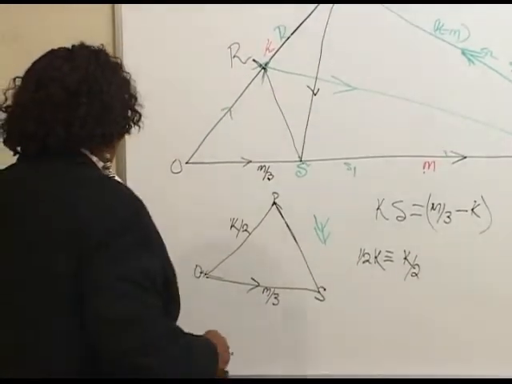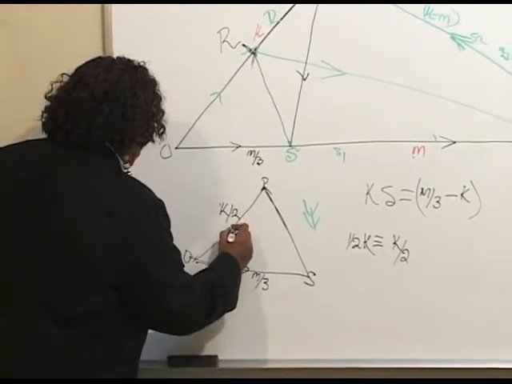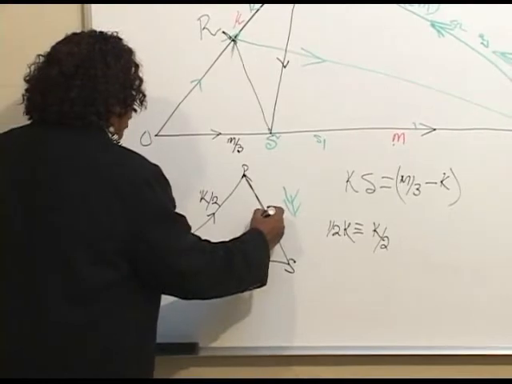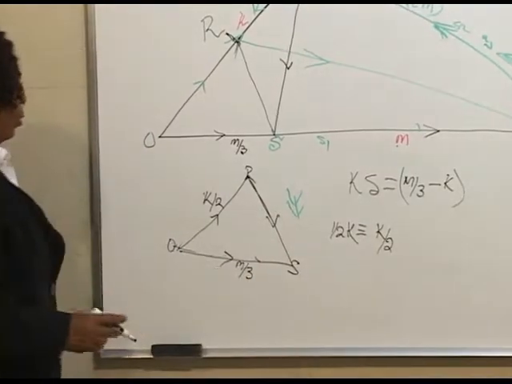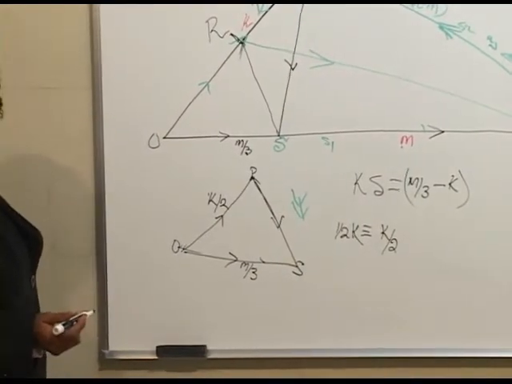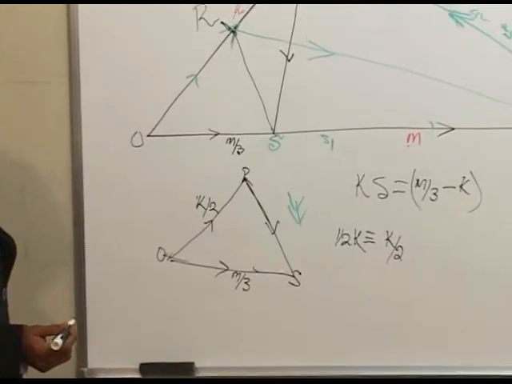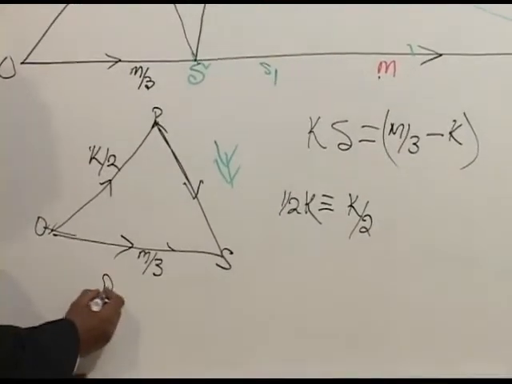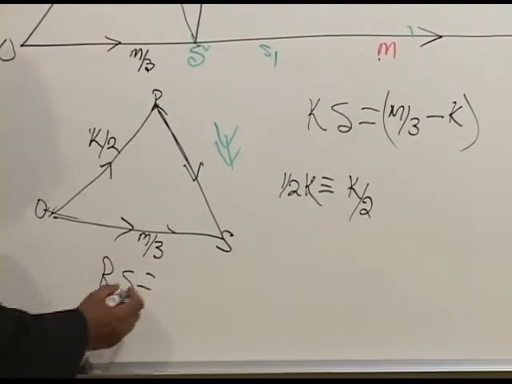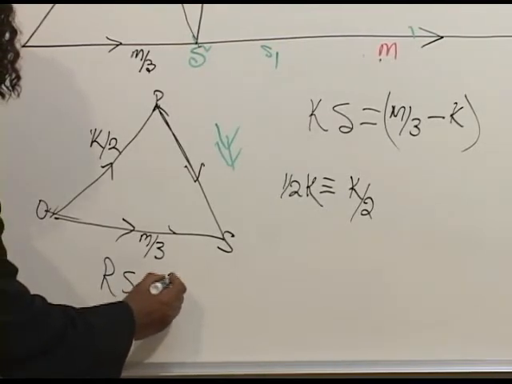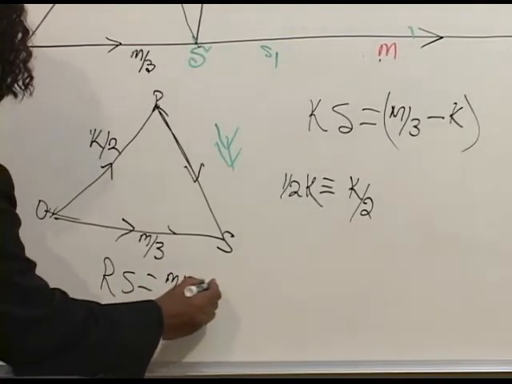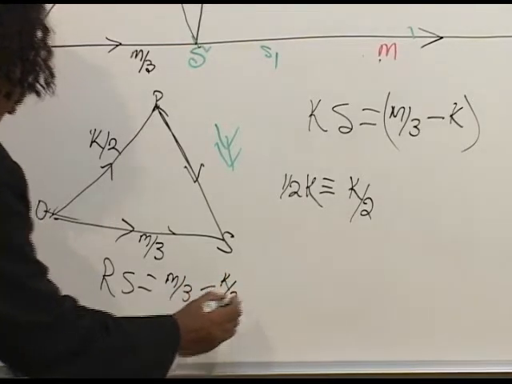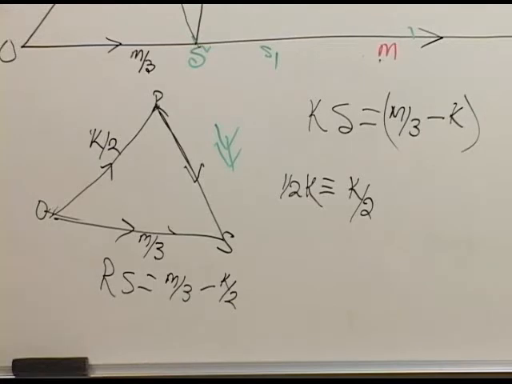And all they're asking us to find here is RS. And once again, what do we have? It's a side, so it is the resultant, which is OS. So we're going to say RS is now equal to OS, which is M upon 3, minus OR, which is K upon 2. Now, there's nothing at all that's wrong here.